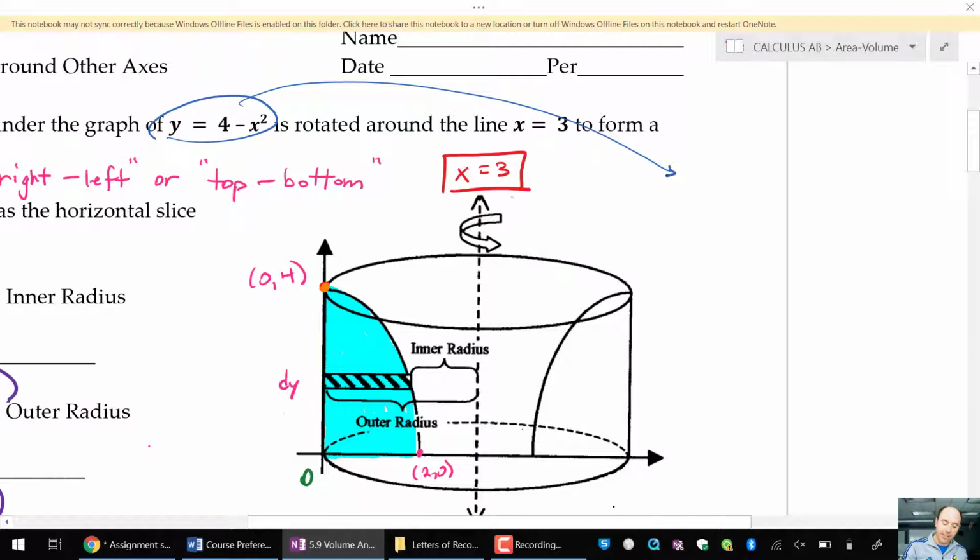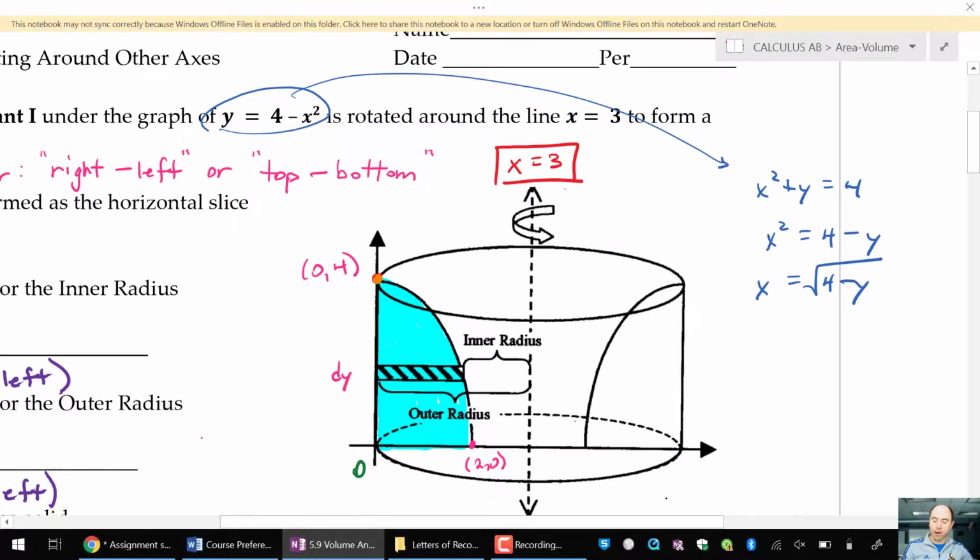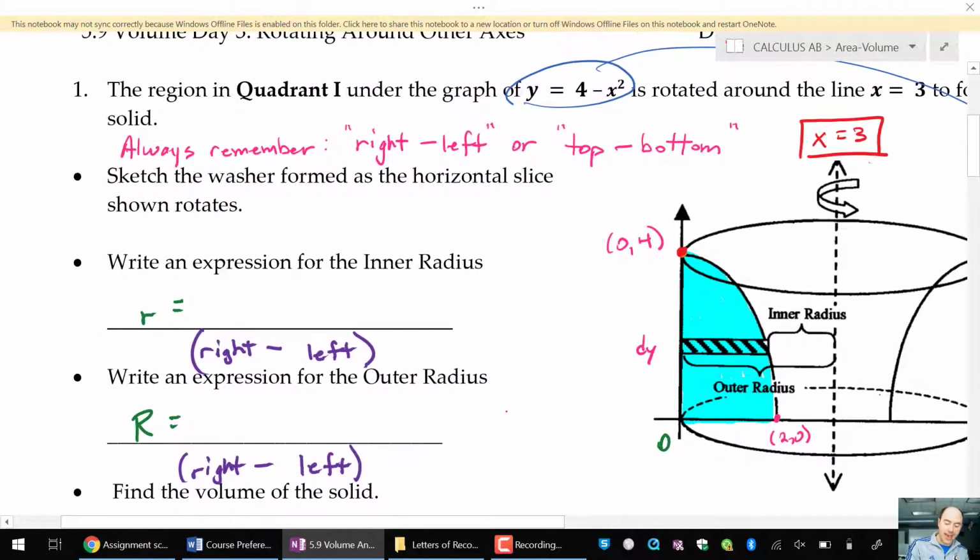So how about x squared plus y equals 4. So x squared is going to be simply 4 minus y, and x is equal to the square root of 4 minus y. So there's my parabola piece, radical 4 minus y. For right minus left, inner radius, we're going to have 3 minus the left, which is the function, and that's root 4 minus y. That large expression is the inner radius.